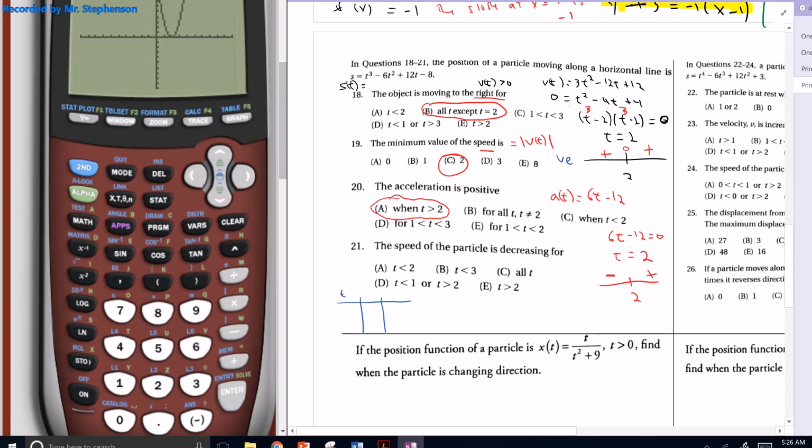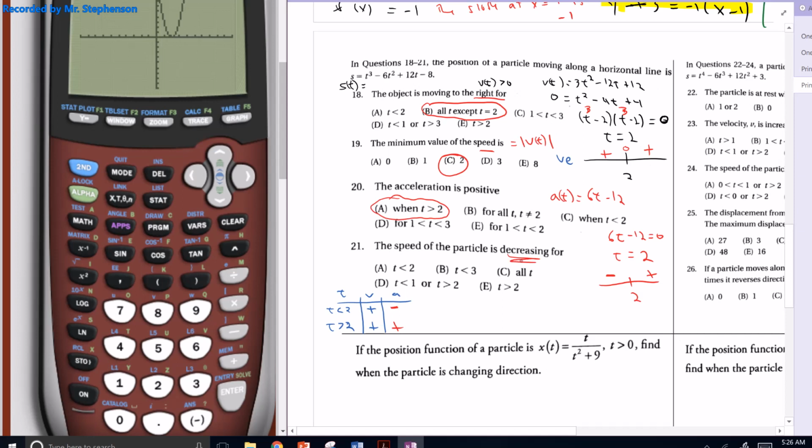We have our time, which is t less than 2, t greater than 2, here's my velocity, here's my acceleration. I know that my velocity is always positive. My acceleration is negative on this one and positive on this one.